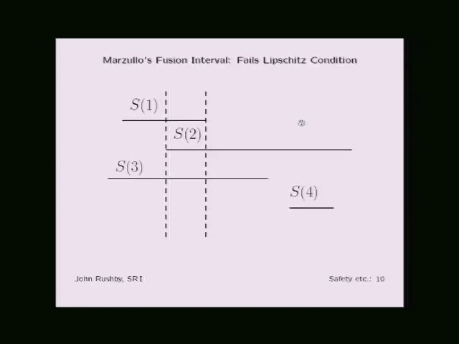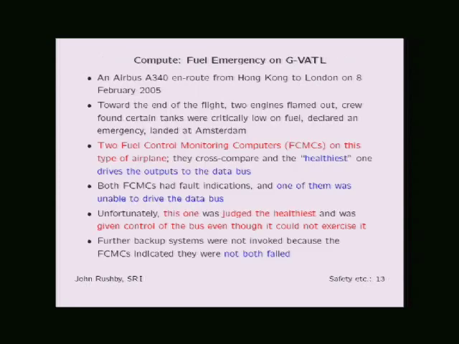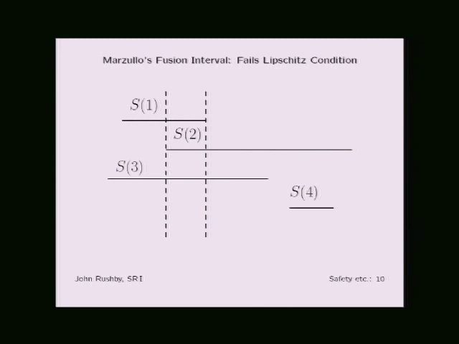Okay, so Marzullo's technique, although it's conservative, guarantees that you'll have the correct value in this interval. It fails this Lipschitz condition, and so it was a good first step, but it's not the final answer in dealing with faulty sensors. And a number of people have come after that and proposed various refinements of the scheme. But the basic idea of having sensors return intervals of values rather than point values is a useful idea in dealing with noisy or faulty sensors. Okay, so that's the first story.